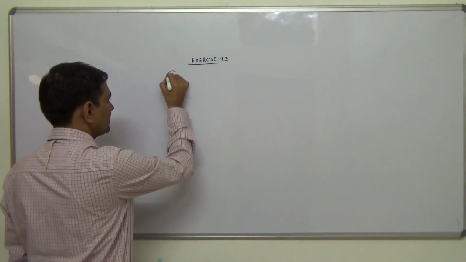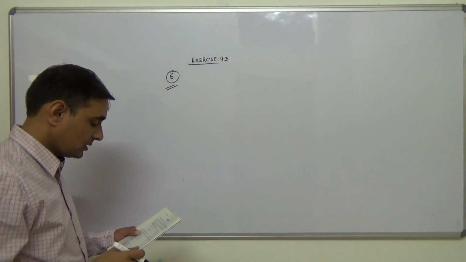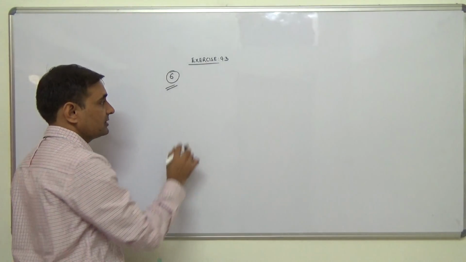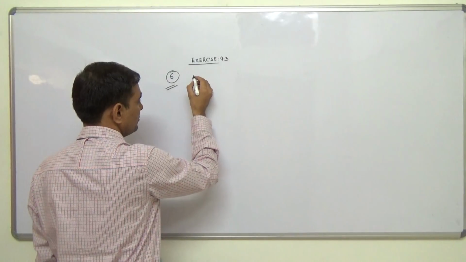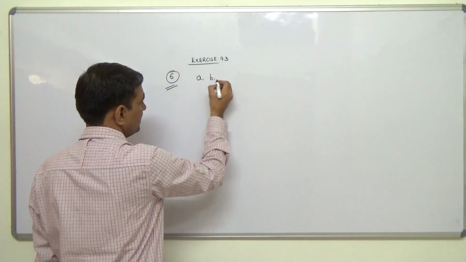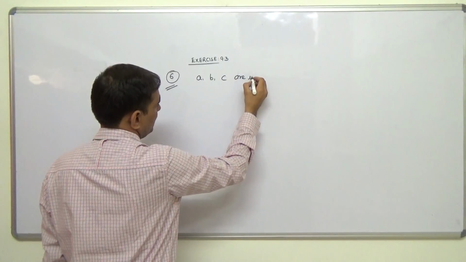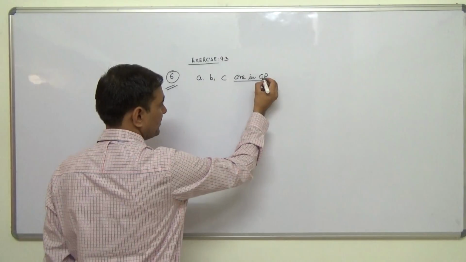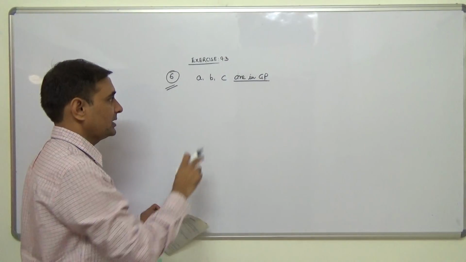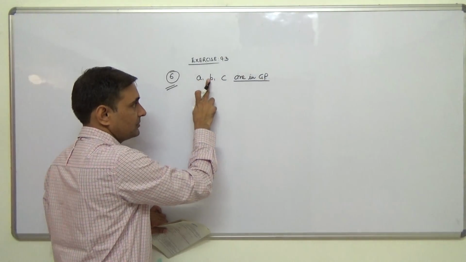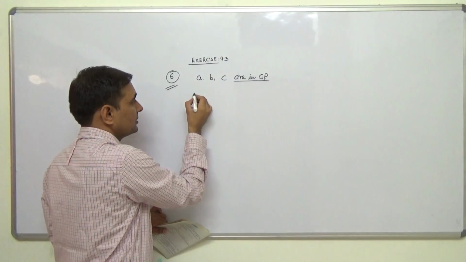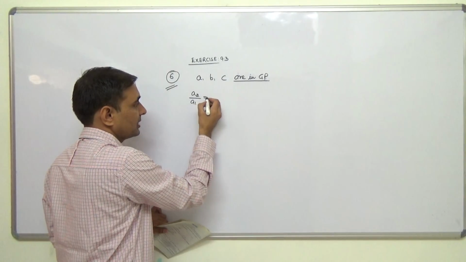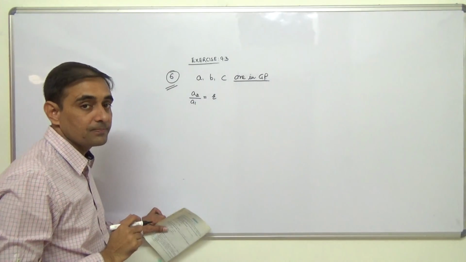Question number 6. For what value of x the numbers will be in GP? Suppose we have three numbers A, B and C in GP. ये 3 नंबर जीपी में हैं। फाइन, अगर ये 3 नंबर जीपी में हैं, so this is first term, this is second term, this is third term. So A2 by A1 should be the common ratio of this sequence.